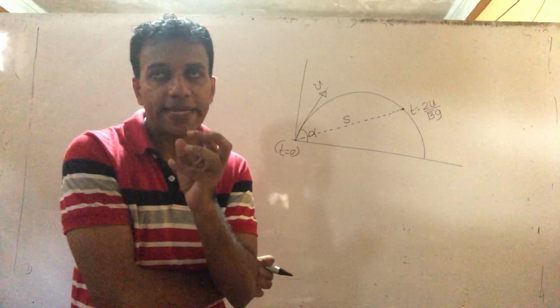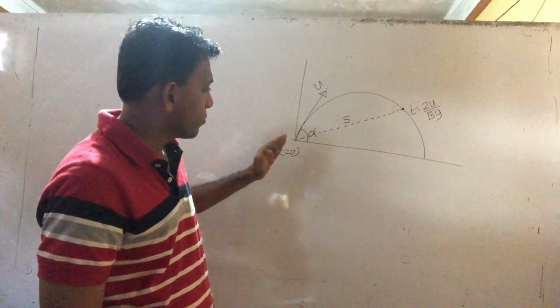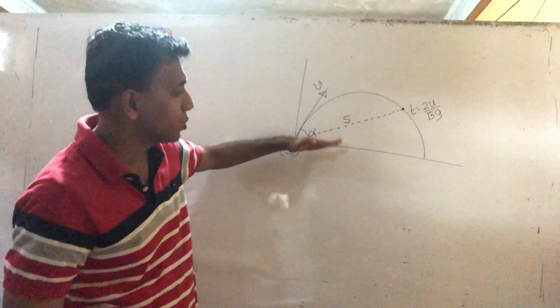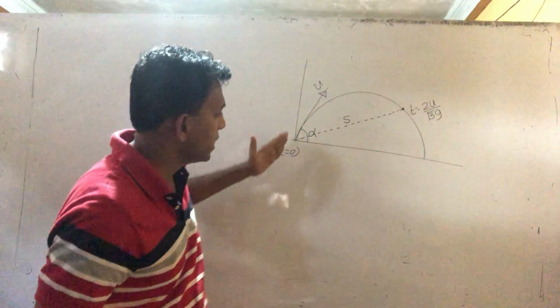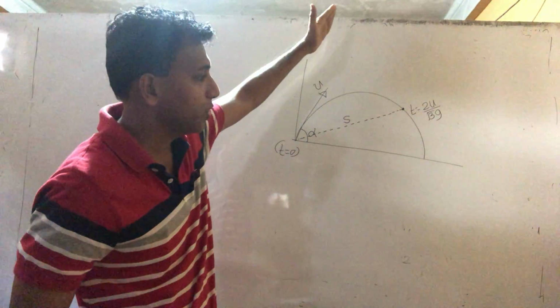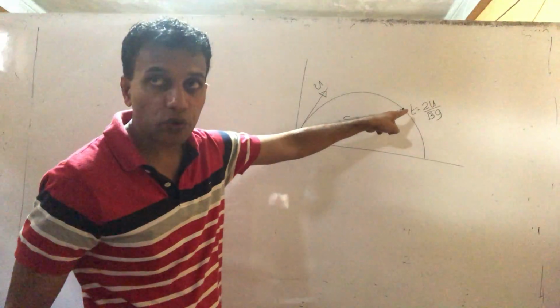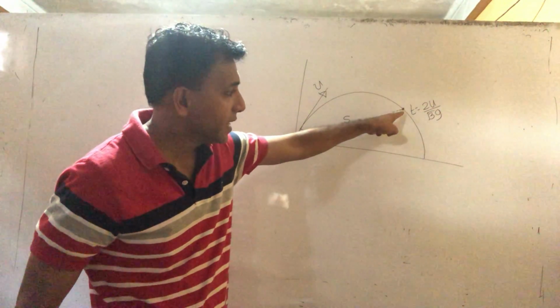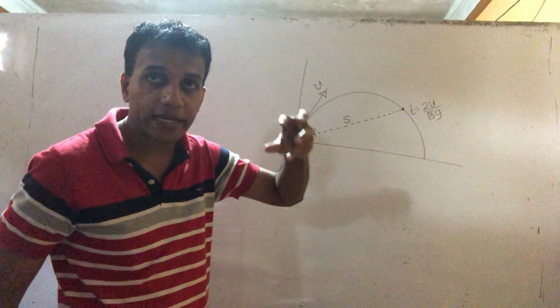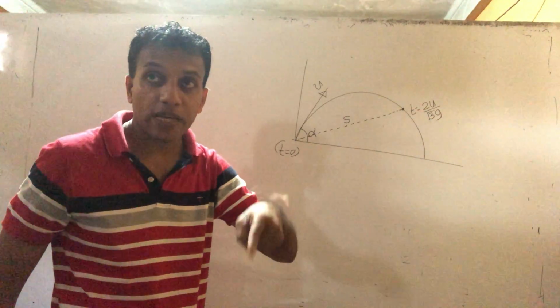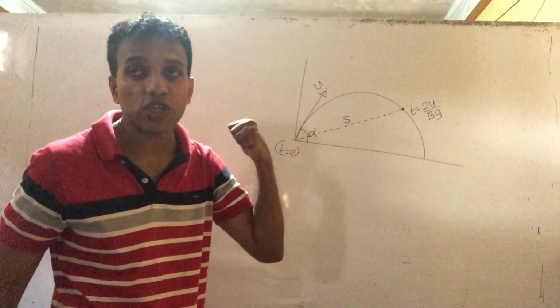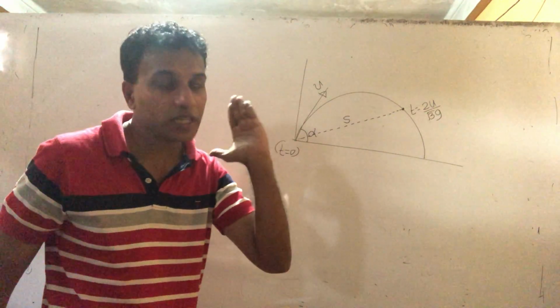This is a very important idea. Initially I project at angle alpha with the horizontal. This is the initial direction, right? So after this time duration, what happened? The direction of motion of the particle has changed. Its direction is at a right angle to the initial direction.